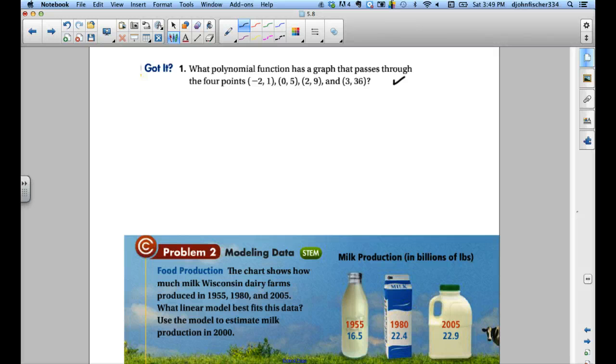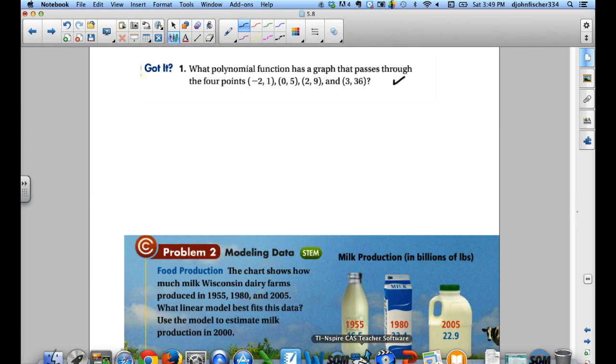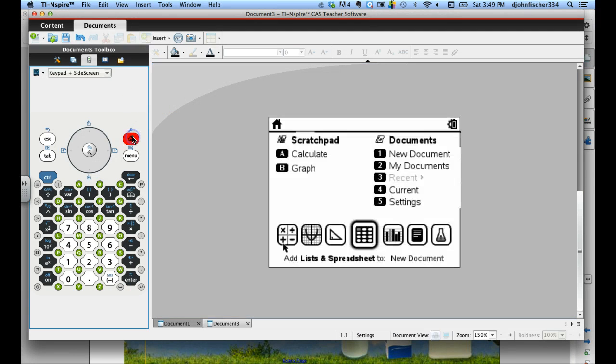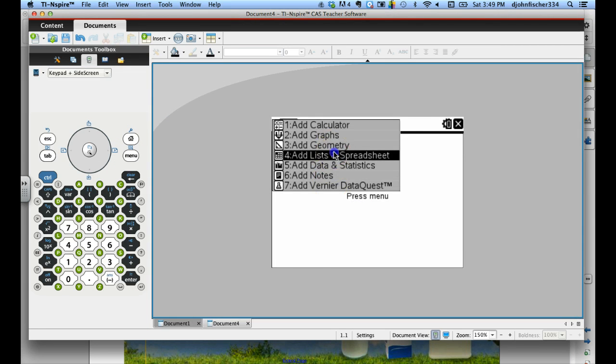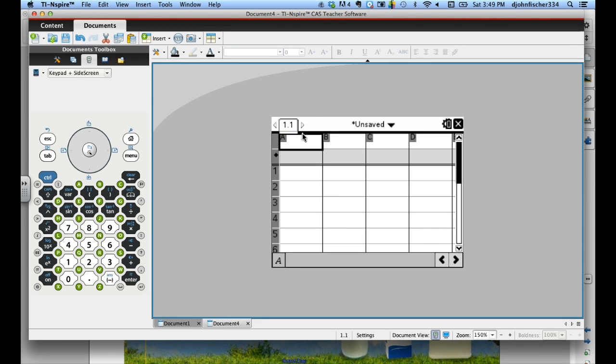Whenever you do the next set of points, you're going to have to start a new document again. So I'm going to go to new document, and I'm not going to save the one I just did. Lists and Spreadsheets. I'm going to label X and Y. And then my points here start with 1955, so I'm going to put 1955 in there.